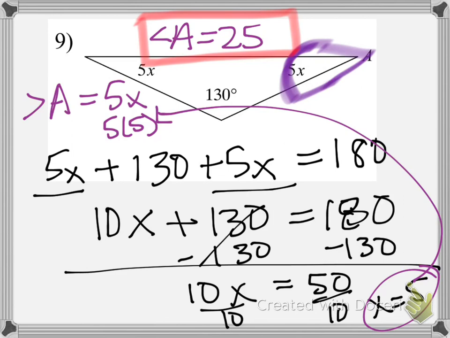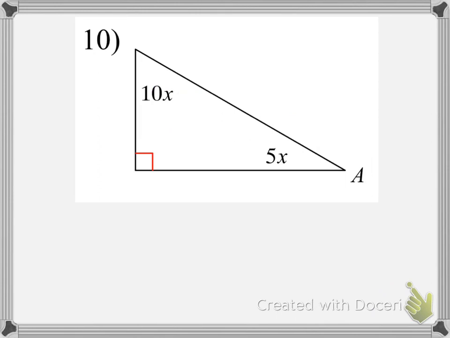Okay, so let's go ahead and do another one like that. So here we have number 10. So same thing, we want to solve for angle A. So here angle A happens to also be 5x. Okay, so first, in order for us to be able to solve for it, we're going to go ahead and plug it into our equation, right? So all three angles equal the 180.